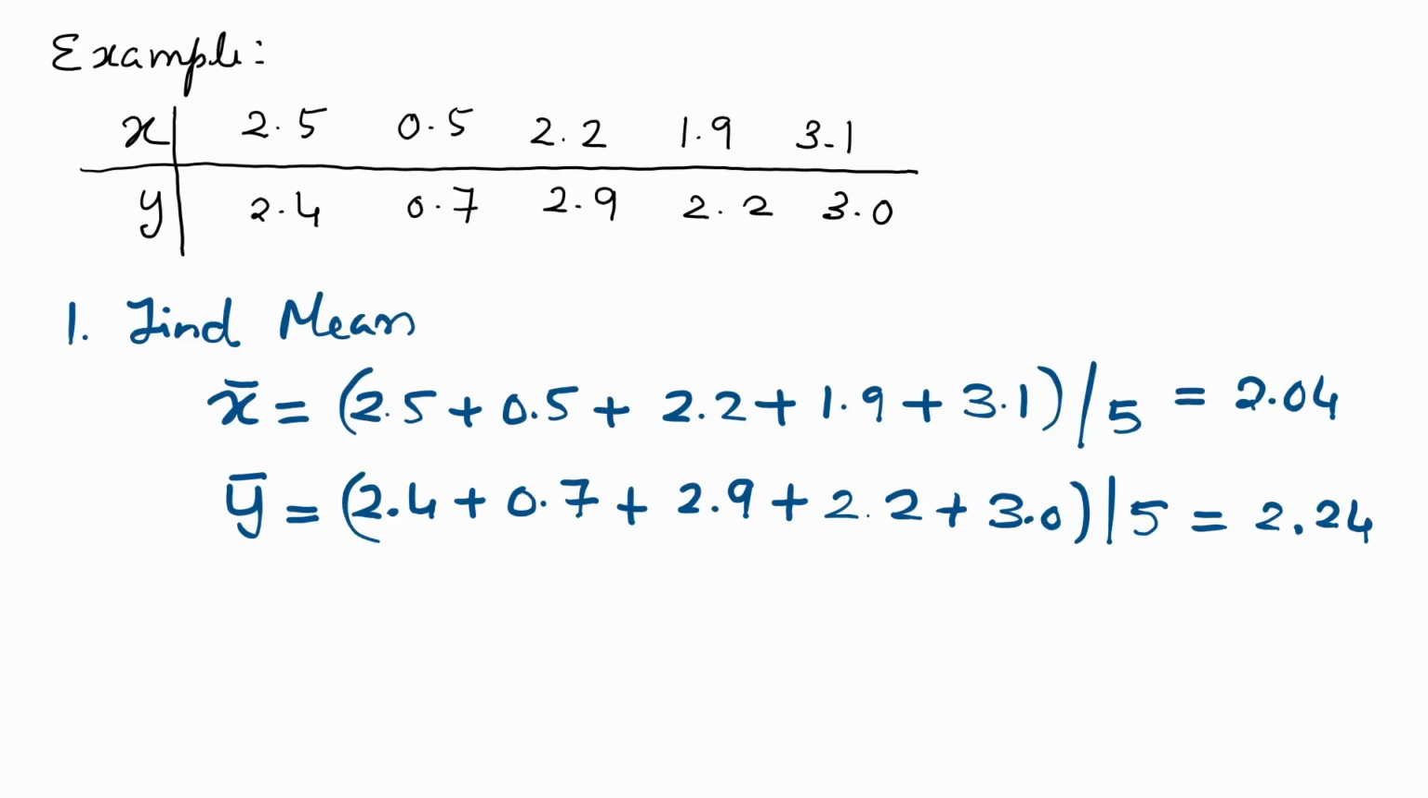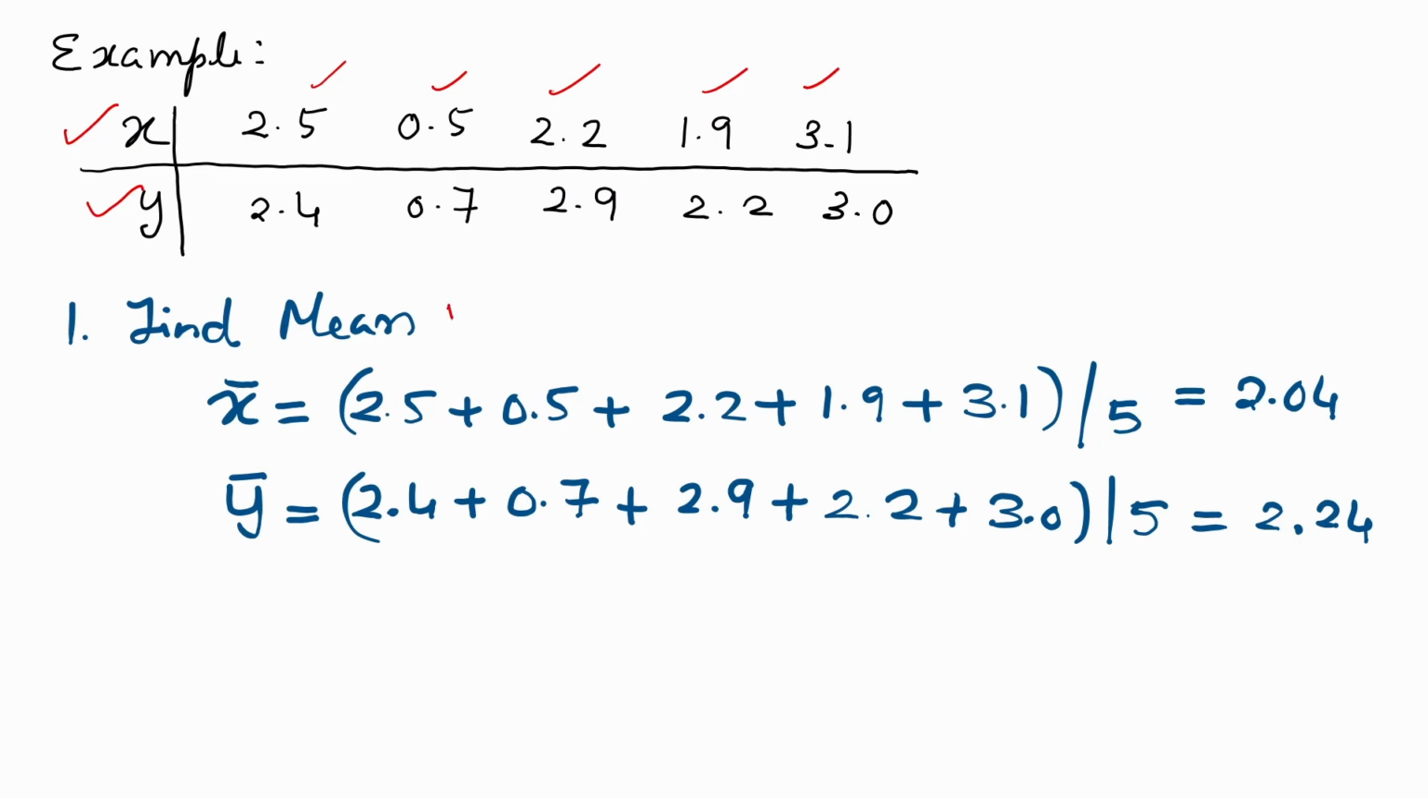Let us consider an example here. There are two features, one is x, the second one is y. There are sample points here, such as 2.5, 2.4, and so on. So these are the sample data. We have 5 samples for each feature. x is one feature, y is another feature, and we have 5 samples each. So what is the first step?